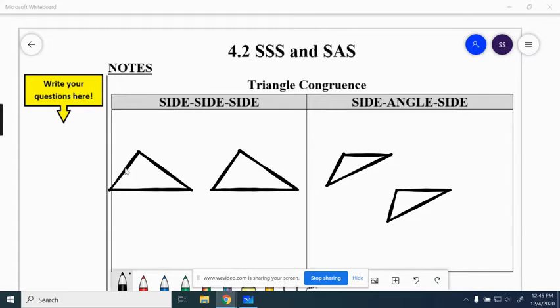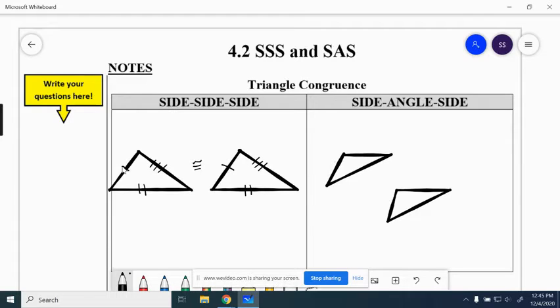Okay, so basically, if we know that this leg is the same length as this leg, and this leg is the same as this leg, and this leg is the same as this leg, well then our two triangles are congruent. All right, the next one, side angle side.